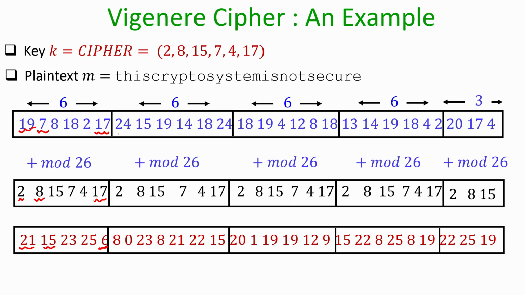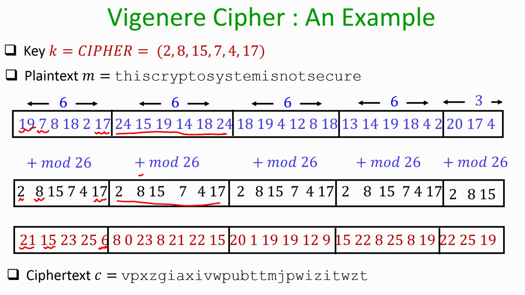In the same way, we take the second block and again add the characters of the key one by one and do the modulo 26 operation. Consequently, once we obtain the ciphertext characters, where the alphabets belong to the set 0 to 25, each of those gets mapped back to the English character set, and as a result, this string will be the encryption of the plain text, this crypto system is not secure.